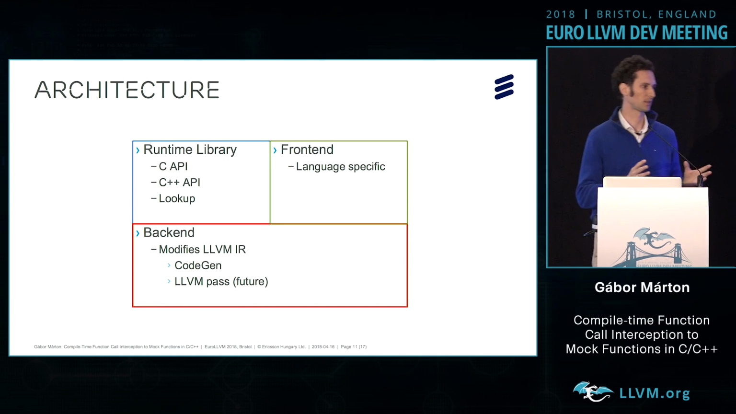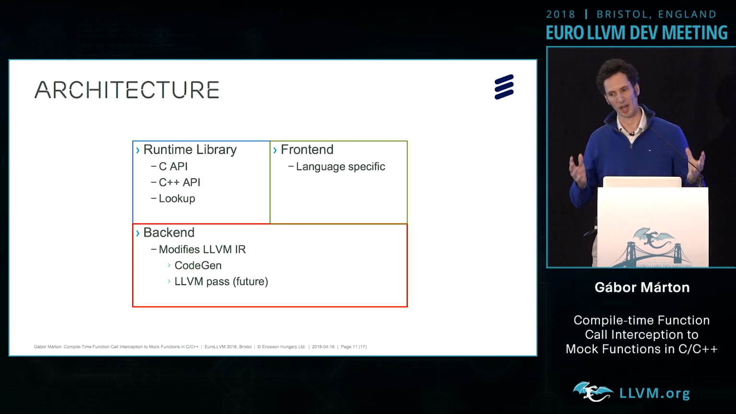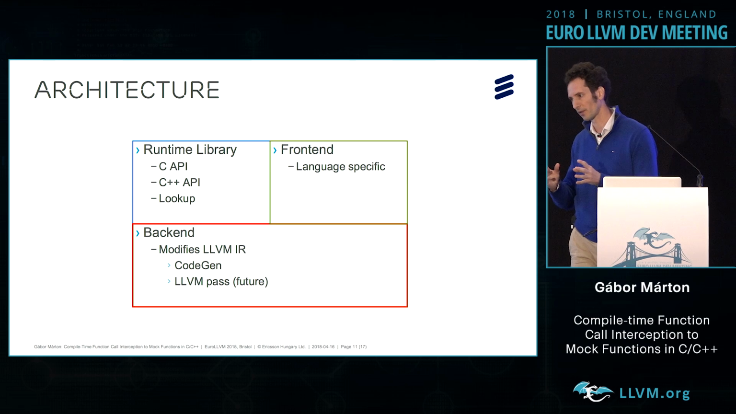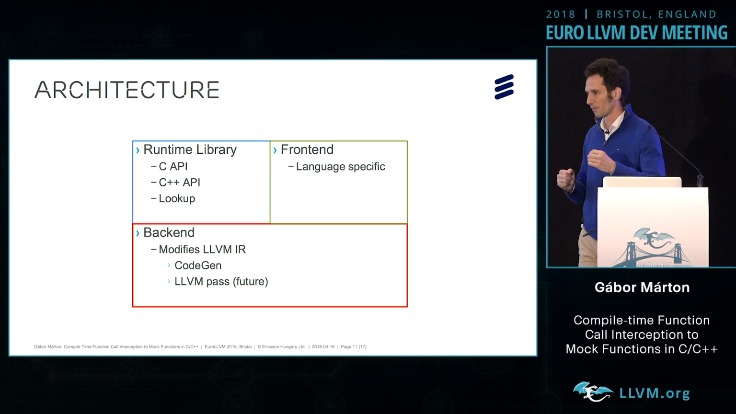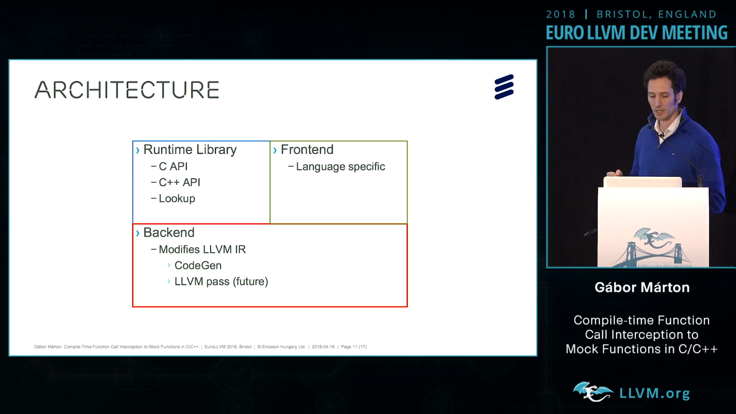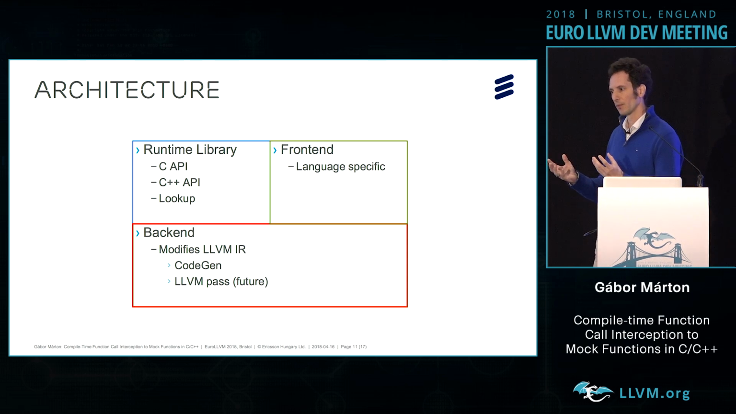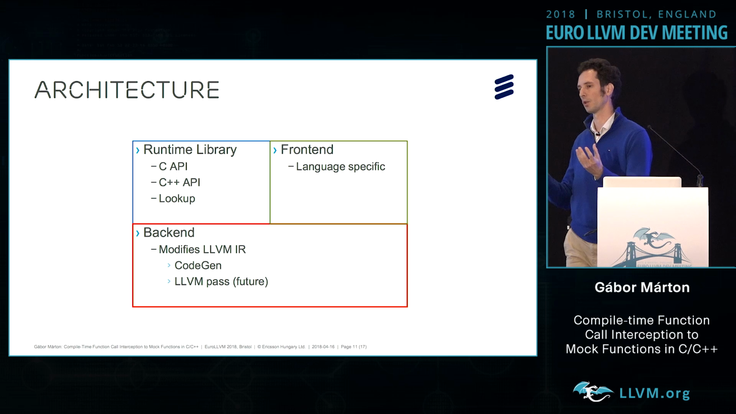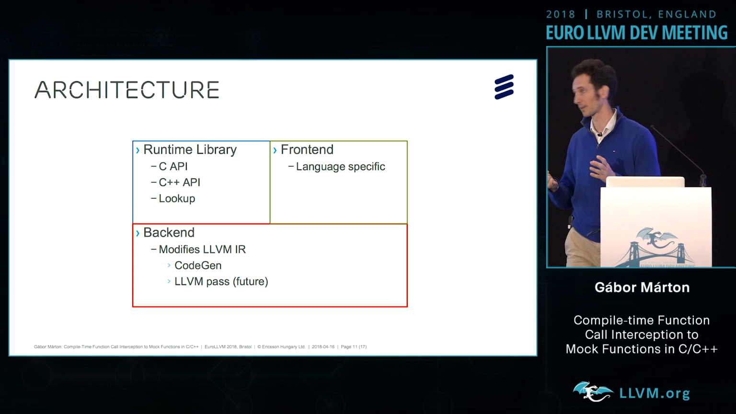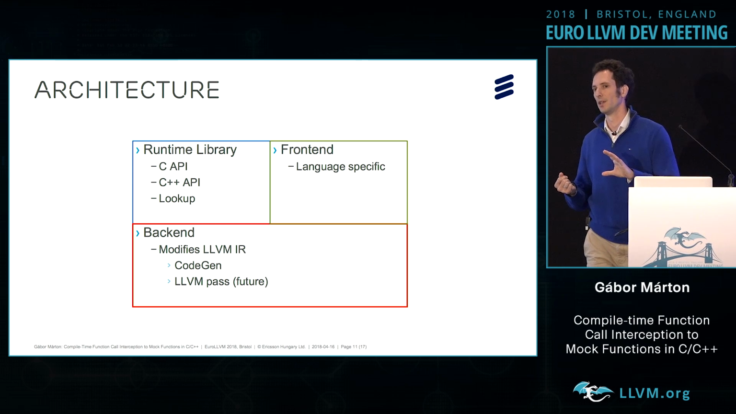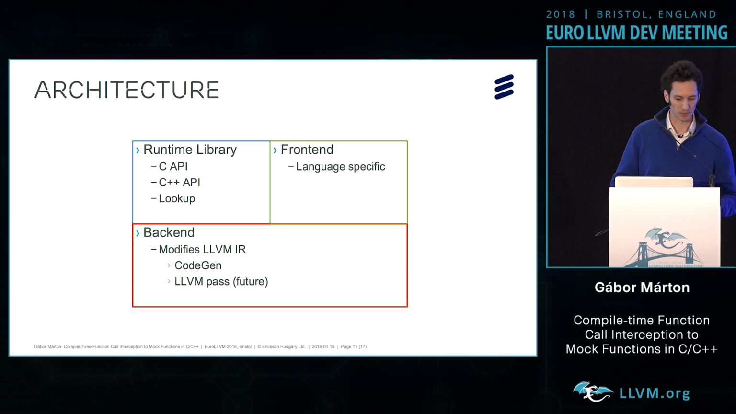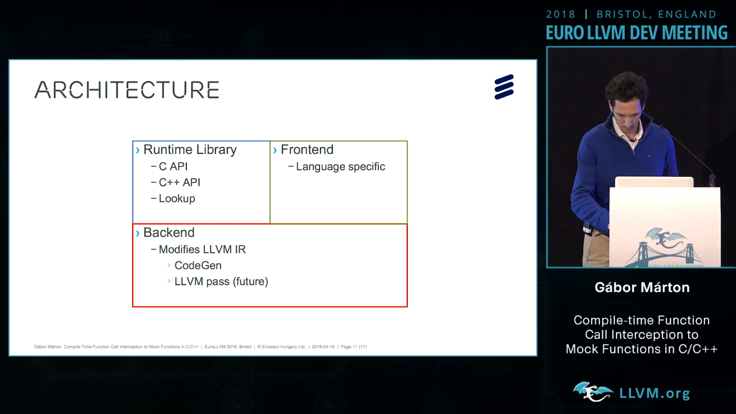The architecture of this research, this prototype, consists of three main parts. There's a backend where we modify the LLVM IR. That's where we emit a new hook. And there's a runtime library where we have to implement the mapping of the original and the substitute functions. Also, there's a language-specific front-end which handles some C++ specific difficulties. I will just have a few more words about that soon.